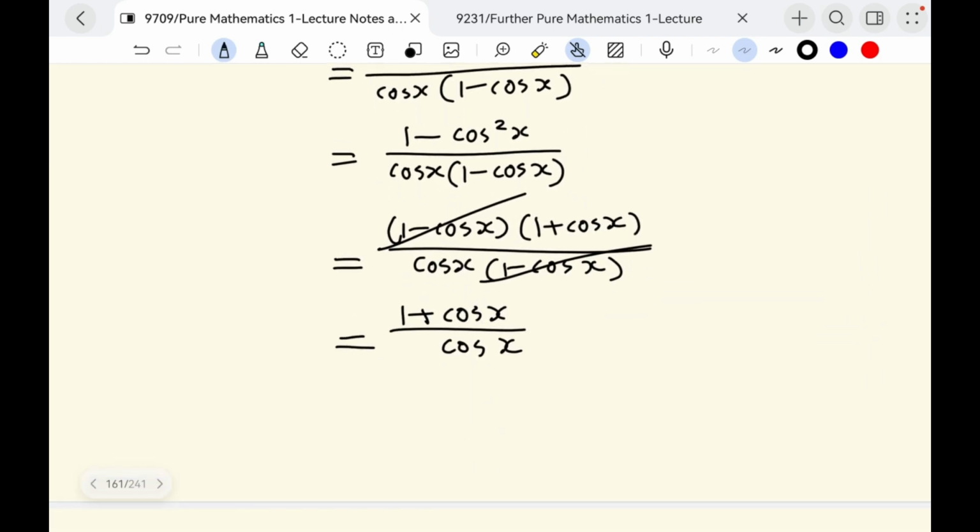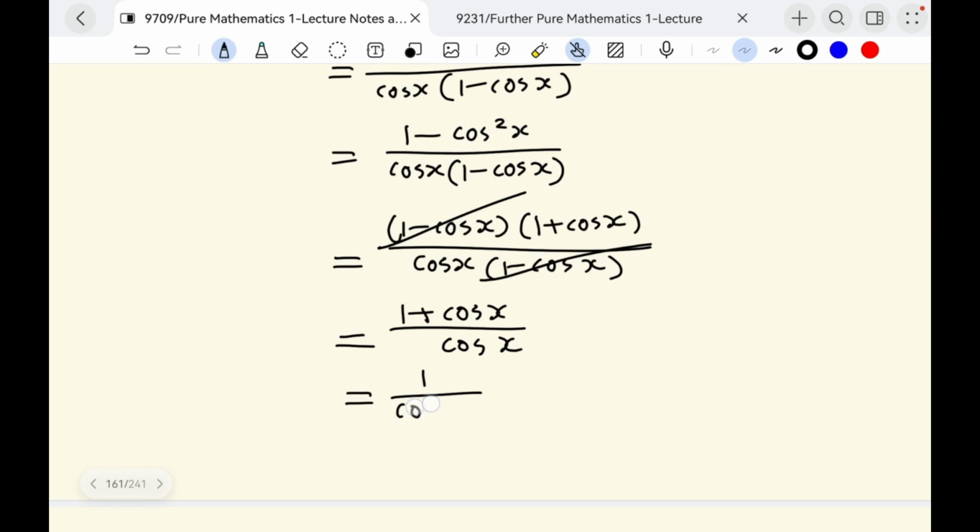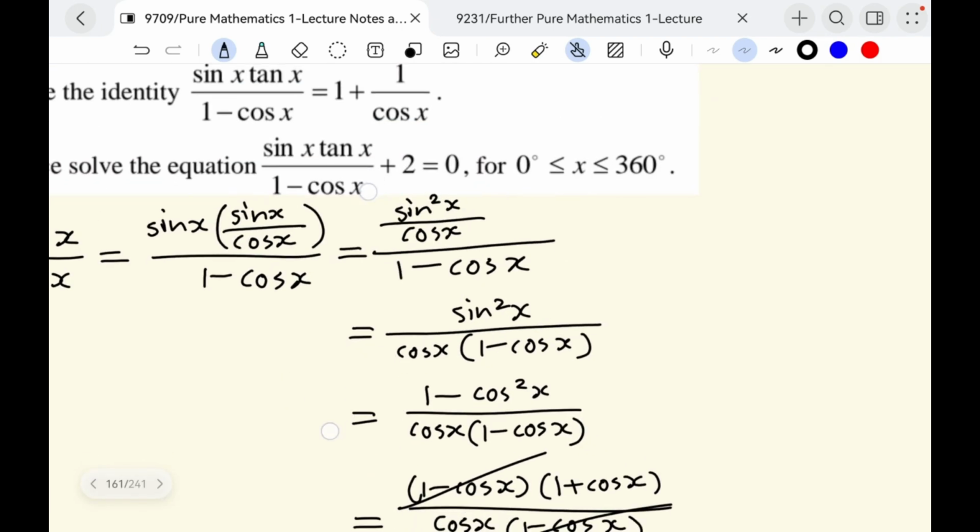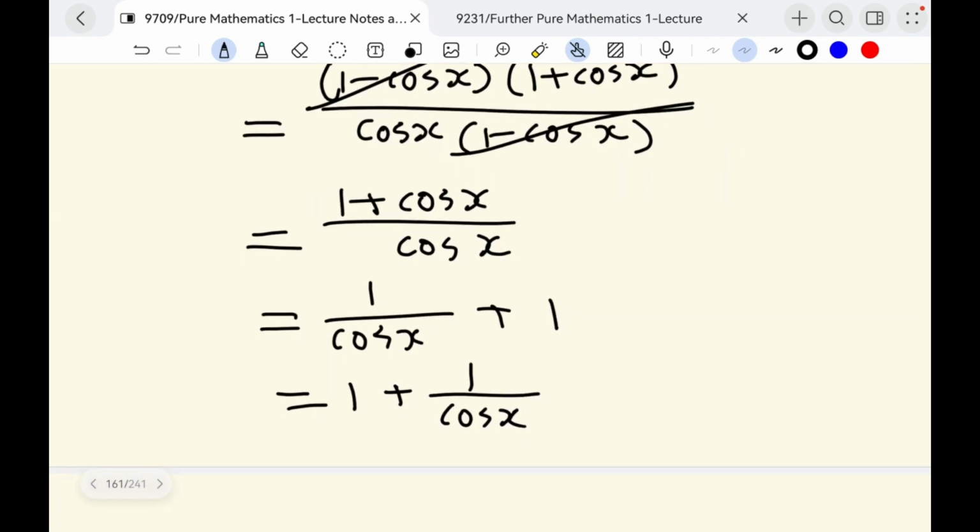Dividing it out, you will get 1 over cos x plus 1, because the cos x in the denominator distributes to the second term. So cos x over cos x can be cancelled out to get 1. Then rearrange, and that leads to the answer given in the question. So therefore, proven.